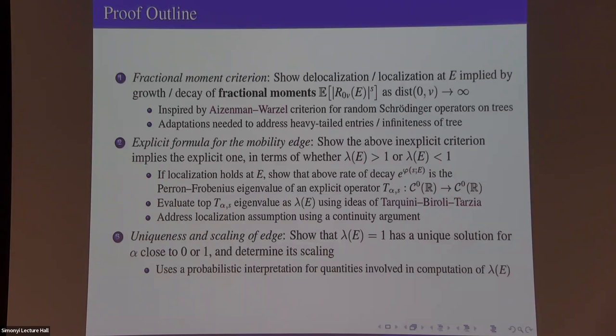And then the last point is to talk about the uniqueness, the scaling and the mobility edge. Say that lambda(E) equals one has a unique solution for alpha close to 0, 1, and to analyze its scaling. And here actually, the proof doesn't use that explicit formula, it uses a probabilistic interpretation of some of the quantities that you use to define this lambda(E). I probably won't have the time to talk about three, but I'll try to say a little bit more about one and two. How long do I have?